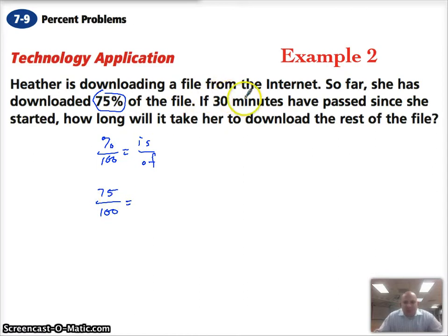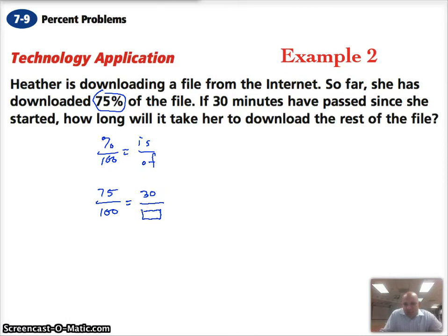Now, what to do with this 30 minutes? 30 minutes have passed since she started. How long will it take her to download the rest of the file? So 75% of this total number is 30 minutes. So listen to that again. 75% of the total amount of time is 30 minutes. So that means I've got to put 30 up here. I've got to figure out what the total download time is. 75% of some total number of minutes is 30. So I put 30 minutes up in this position.